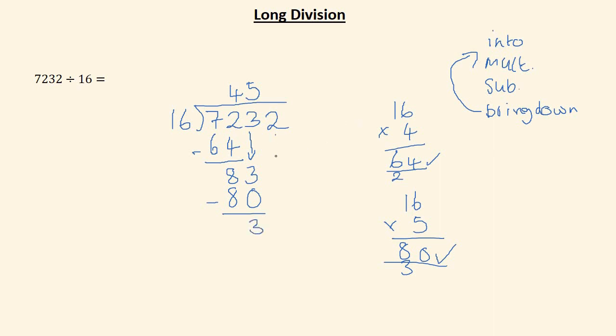Last step is to bring down the next number, which is a 2. And now we do 16 into 32, and actually that goes exactly twice. And we do the multiply again. 16 times 2 is 32. We write that down underneath, we subtract, and we get 0. And once we get to that point, we've run out of numbers and we've got 0 remainder. So our answer is just quite simply 452. Okay.